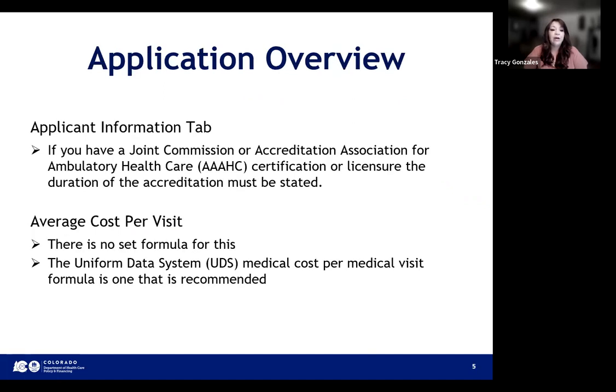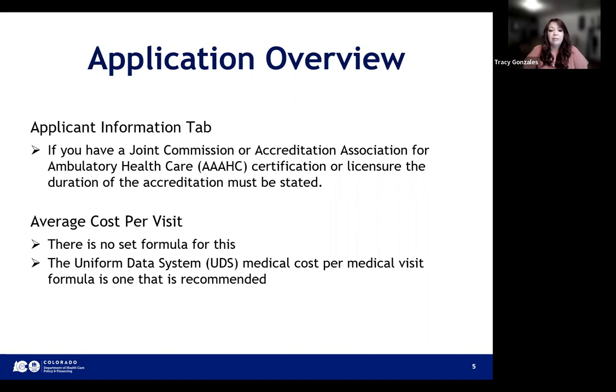One of the first tabs you're going to see in your application is the Applicant Agency Information tab. So this is where you're going to insert the bulk of your agency information. So your agency's legal name, your federal tax ID, the address of your agency, and your points of contact for the Primary Care Fund program. Also in the upper right-hand corner, you're going to see some check boxes. So the first checkbox is if you are an FQHC. The second checkbox is if you are a partnership or a corporation or other. And the third checkbox is if you have a Joint Commission or Accreditation Association for Ambulatory Healthcare certification or licensure. And you will want to make sure that the duration of the accreditation is clearly stated on the application. Also upload your certificates and just make sure that that expiration date is on the certificate as well.